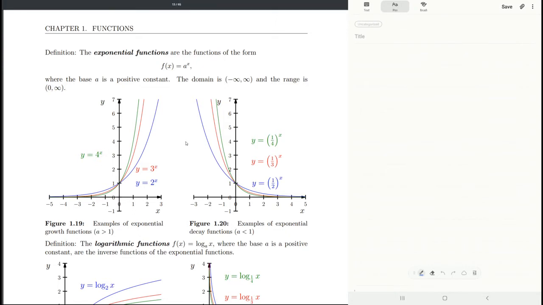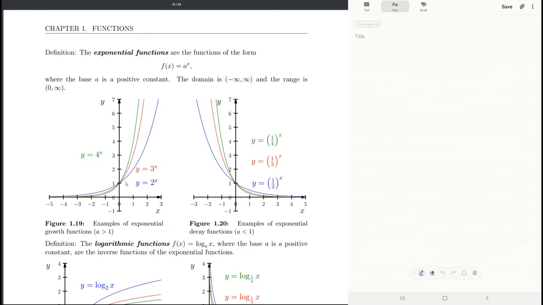And over on the right, we have examples of exponential decay functions. These functions occur if the base is a value that's smaller than 1. So for example, we have 1/2 to the power of x, 1/3 to the power of x, and 1/4 to the power of x. So these are fractions that are smaller than 1, so we have exponential decay functions. Now notice that the exponential functions all have a y-intercept at 1.